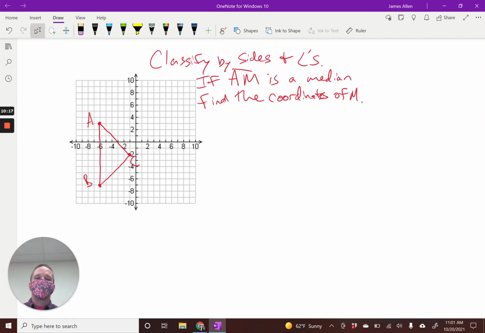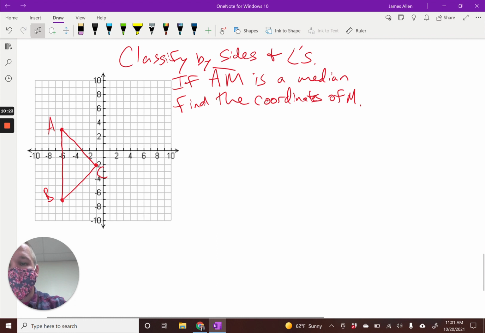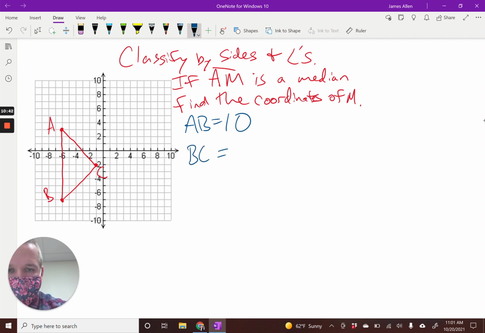Classify by sides and angles. And also, if AM is a median, find the coordinates of M. All right, so in order to classify by sides and by angles, I need to find all of my side lengths. Let's start with that. AB, I can just count that out. It's 3 above and 7 below, so that's 10 right there. BC.